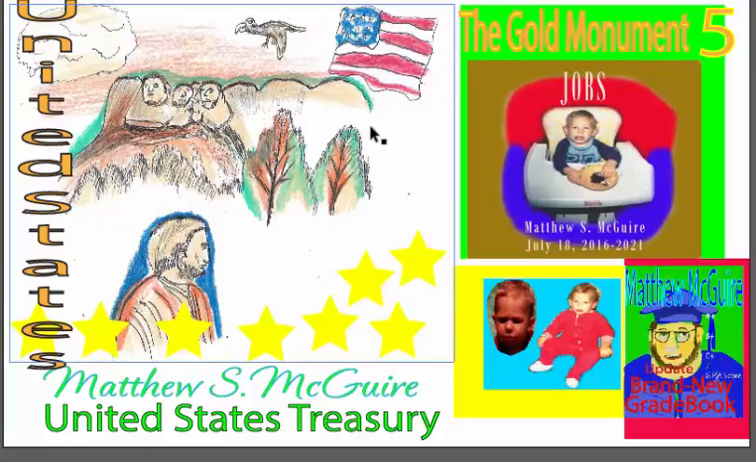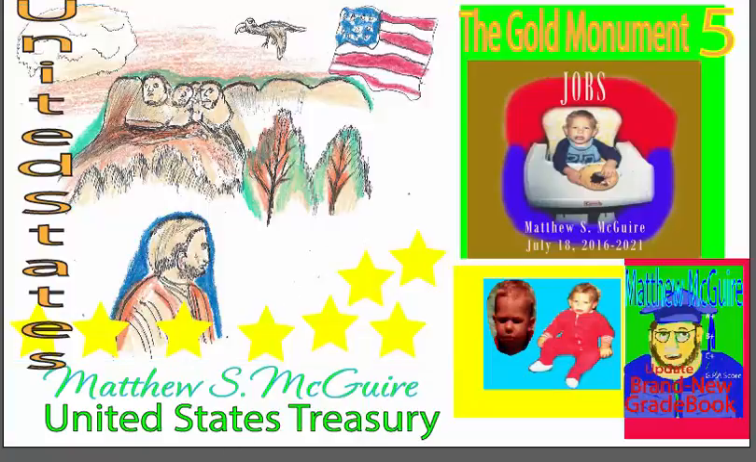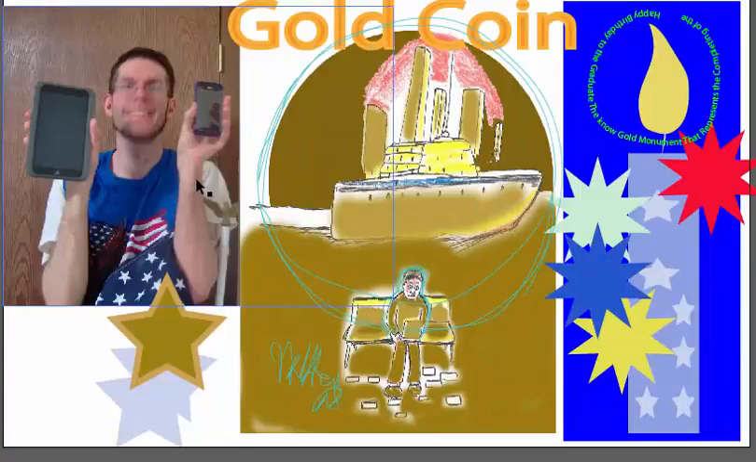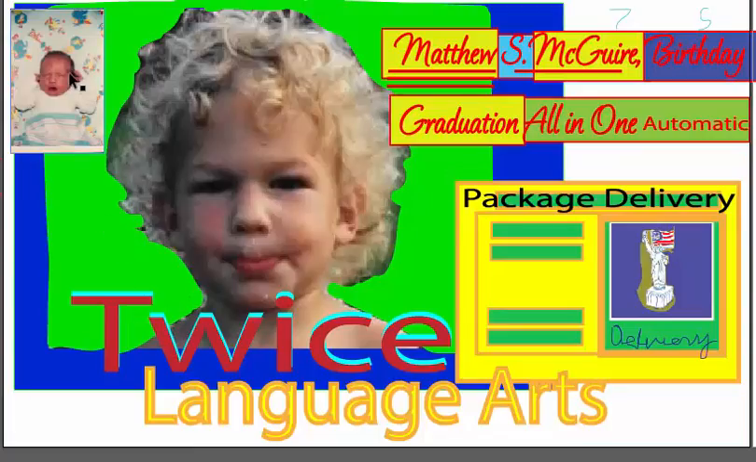I know anybody who has seen the previous tour knows that other locations are more likely used as well. You see here I went ahead and used my recent picture for digital designing, as well as for Matthew Sean McGuire, age 32, and then it's for Celebrate Safely. So these are some examples of my Photoshop work, and from the last one, where I left off is talking about the gold coin, and then you have the Celebrate.